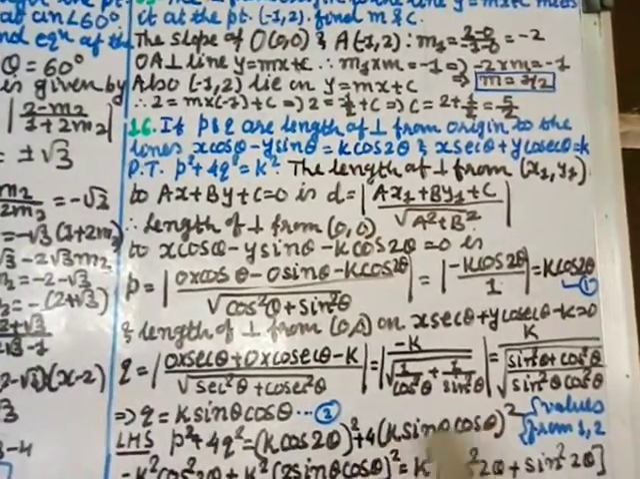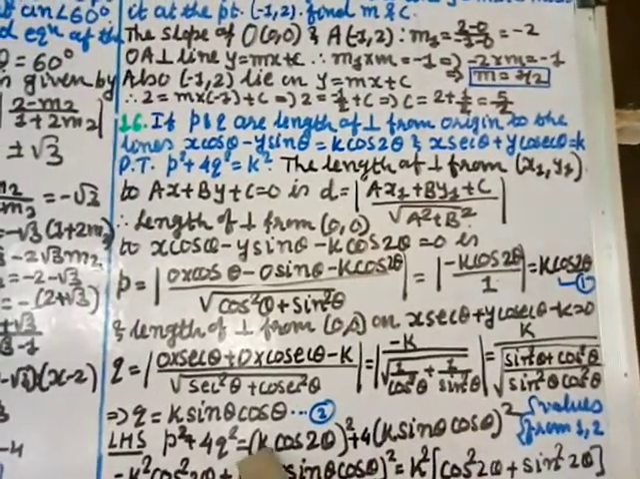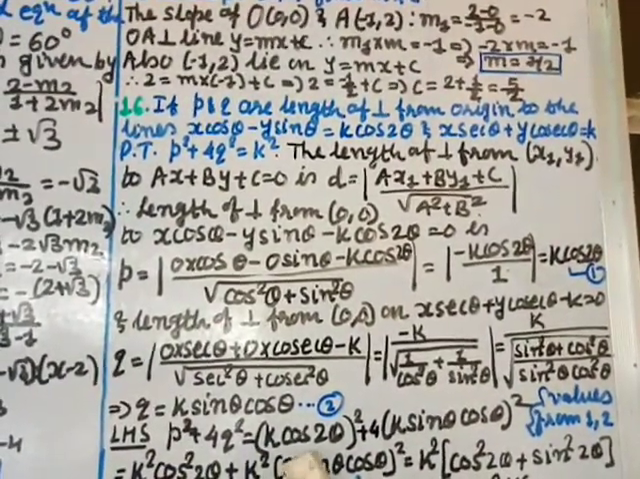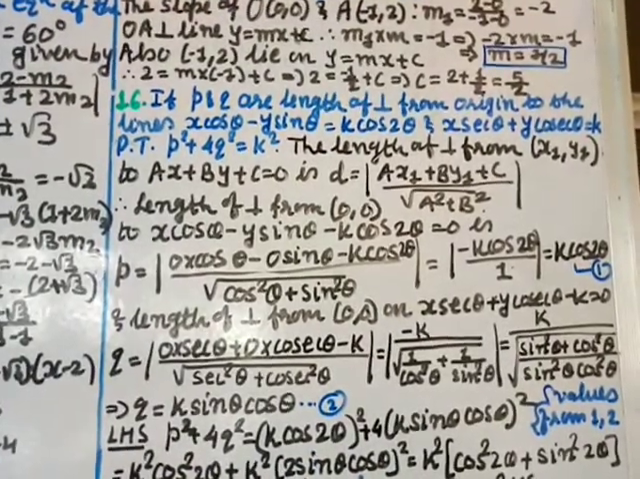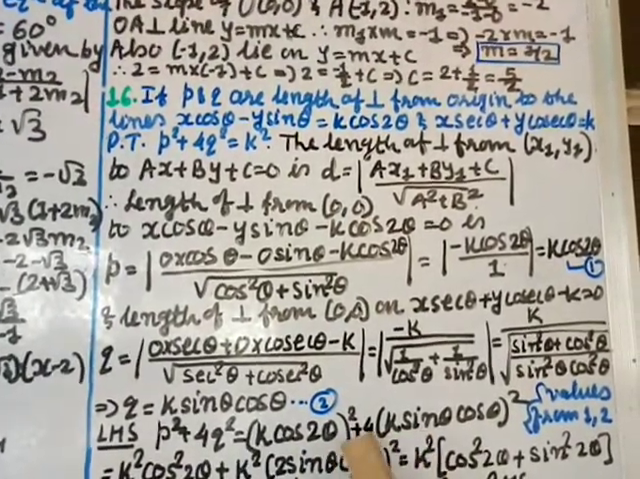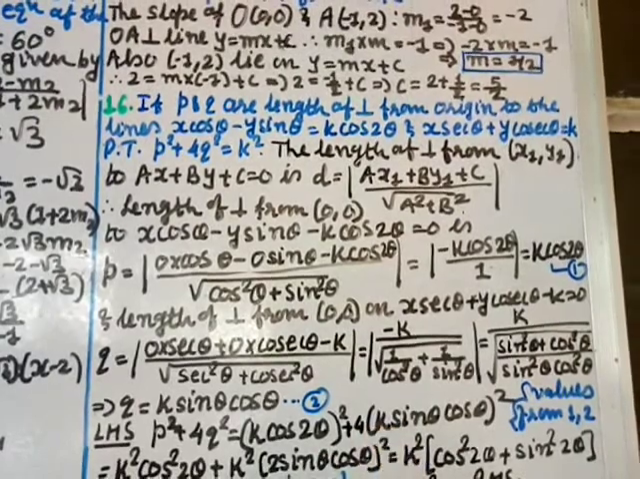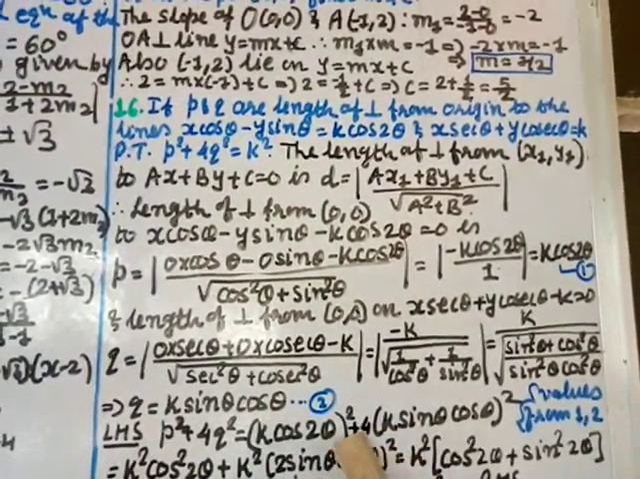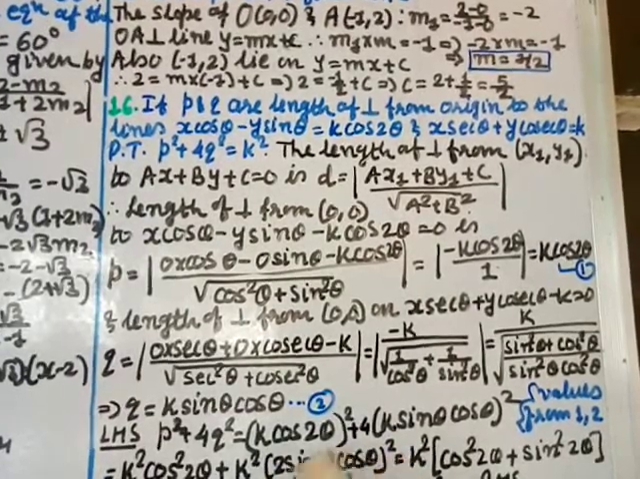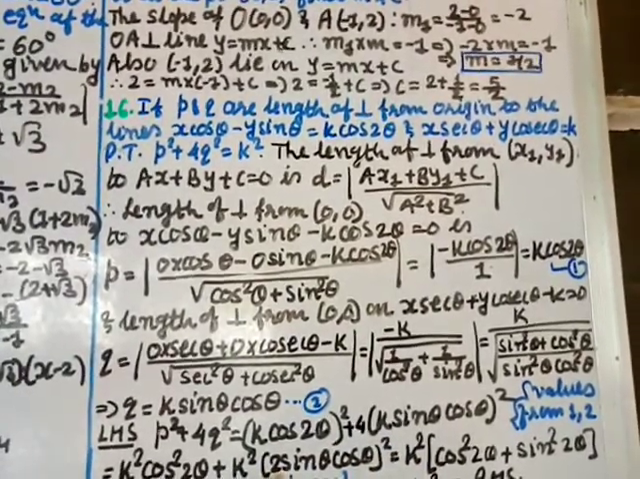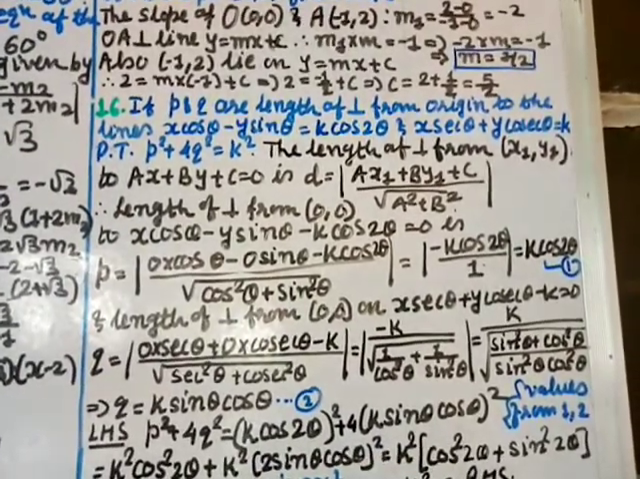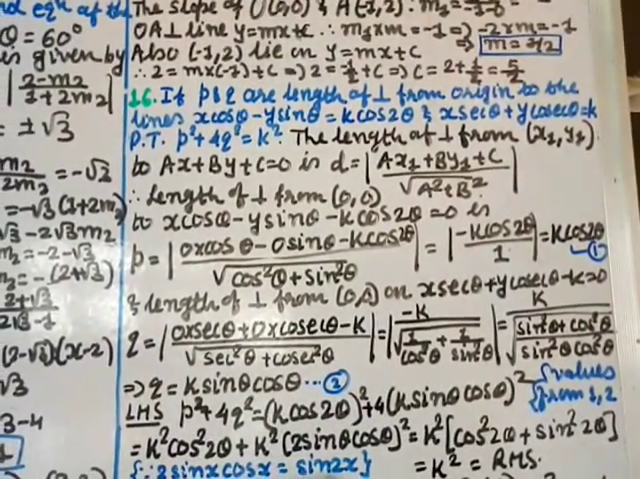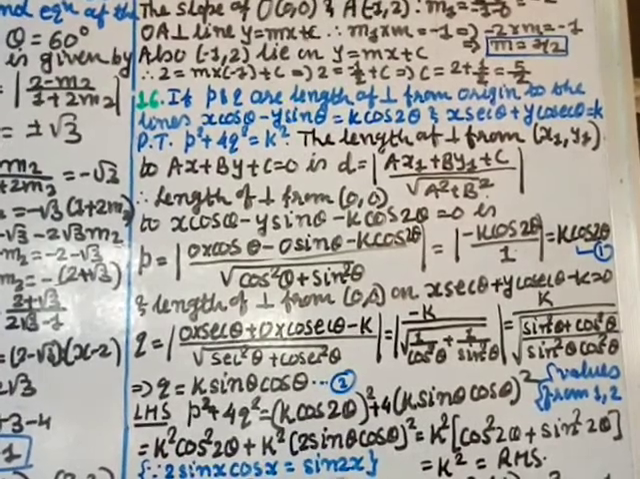But here I am rearranging. From both you can take k square common. Here this can be written as cos square 2 theta plus, this 4 take inside and write as 2 sin theta cos theta whole square, since 2 square is 4. And this is nothing but a formula of sin 2 theta. This formula 2 sin x cos x gives you sin 2x. So here theta is there, so you get sin 2 theta.